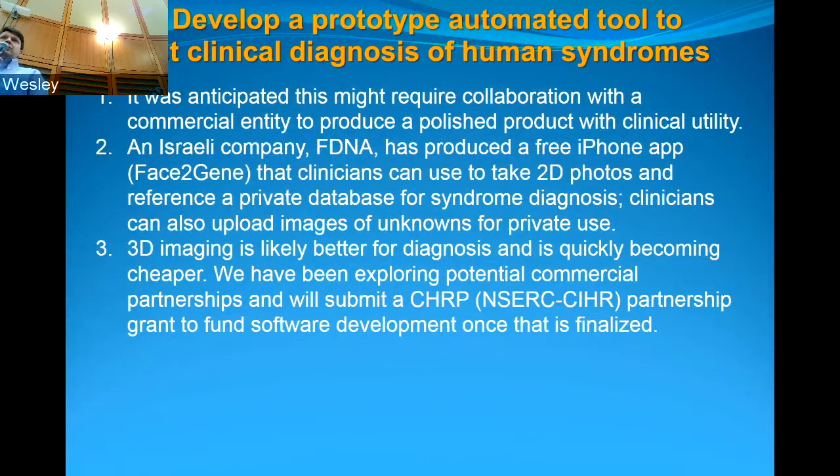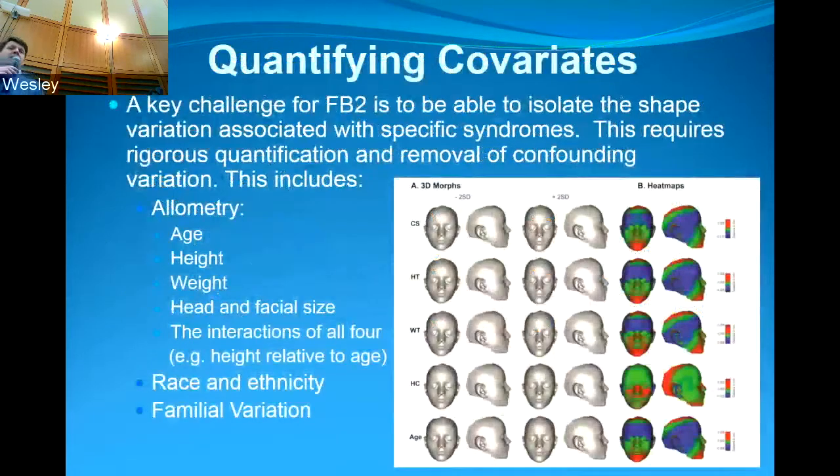We did include in this project plan the aim to actually produce a usable or a commercially viable software package. So that's still an open aim that we are pursuing. We are submitting proposals to get that funded, but that is the ultimate aim. One of the steps that needs to be done in order to use faces for syndrome diagnosis is to quantify, use, or remove as much of the ancillary covariant information as possible.